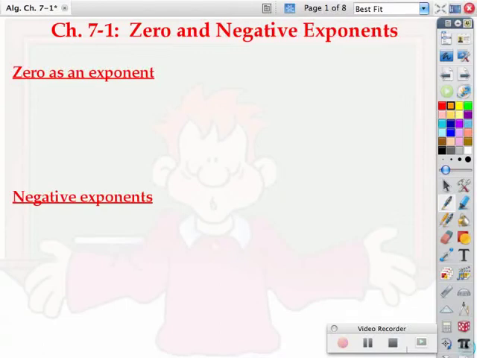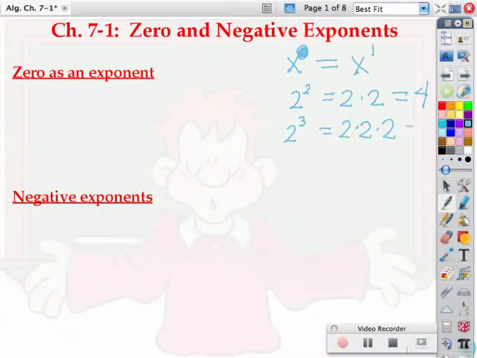Today we're going to move into exponents, specifically zero and negative exponents. We've already worked with positive exponents before, even with variables. Even though there's nothing written here, the exponent is 1, so x to the first, those are the same thing. If we had 2 squared, that really means 2 times 2, which is 4. Or if we had 2 to the third, that's 2 times 2 times 2, which is 8, and so on.